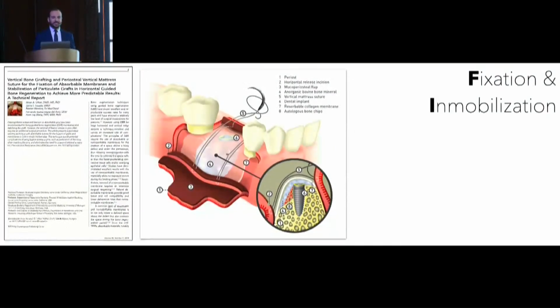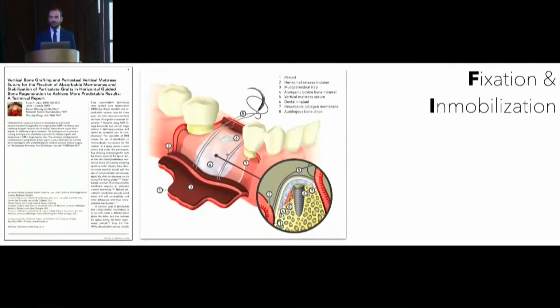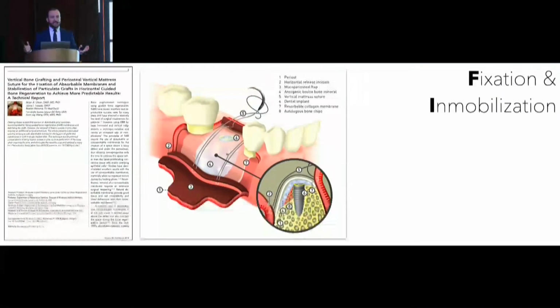The purpose of this technique is to contain the bone graft so it cannot escape. We need to create a space where the bone graft has underneath the native bone, both sides the sutures, and on top the membrane. So there is no room for mobilization of our grafting material.